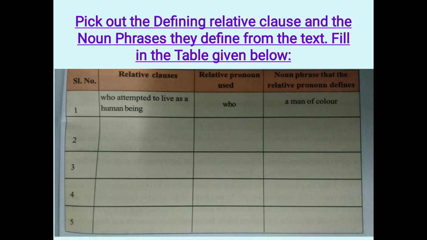Similarly, pick out defining relative clauses and noun phrases and fill up this table given in the textbook. I think you will definitely fill this table. I hope you have all understood about the defining relative clauses and relative pronouns.